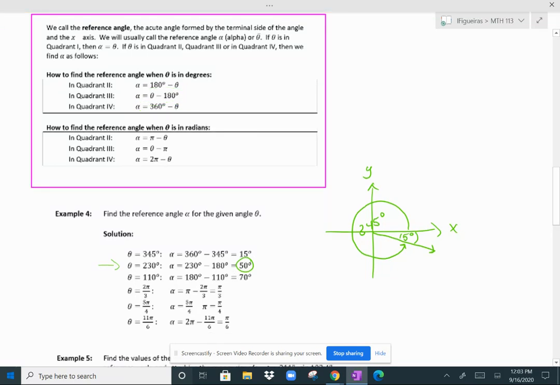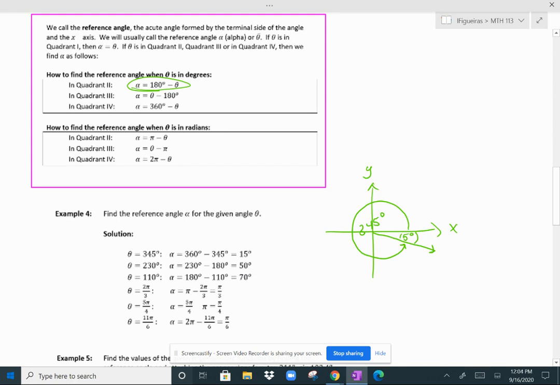All right, so let's move on. Let's find the reference angle for 110 degrees. 110 degrees is in quadrant 2, which means I'm using this formula. So alpha is 180 minus 110. I get a reference angle of 70.